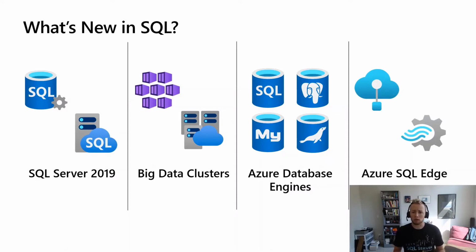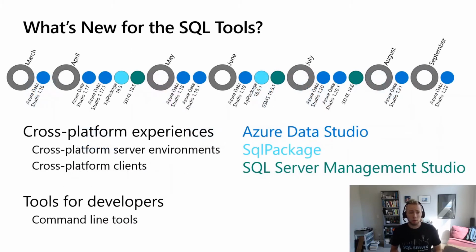Across SQL in the last year, we've seen the continued commitment to those kinds of cross-platform server environments. SQL Server 2019 is the second release now that runs on Linux as well as Windows. And we know from the tools perspective that our users are running on cross-platform clients, not just Windows, but often macOS and Linux. So we're continuing to invest in those cross-platform experiences. That doesn't mean that we're ignoring the tools for developers that really enable automation, like those command line tools.